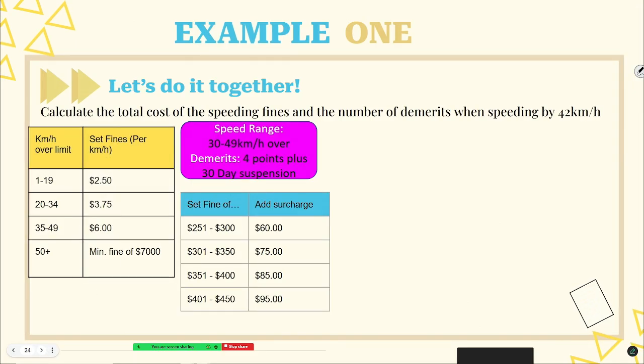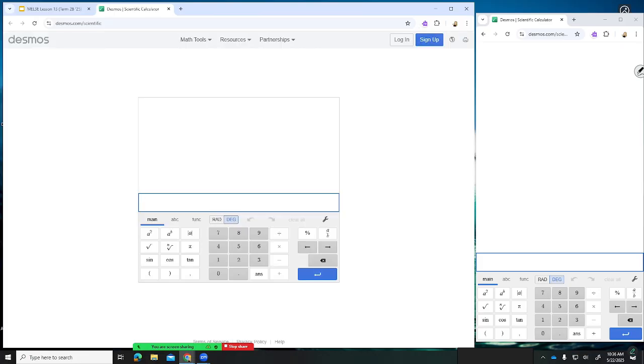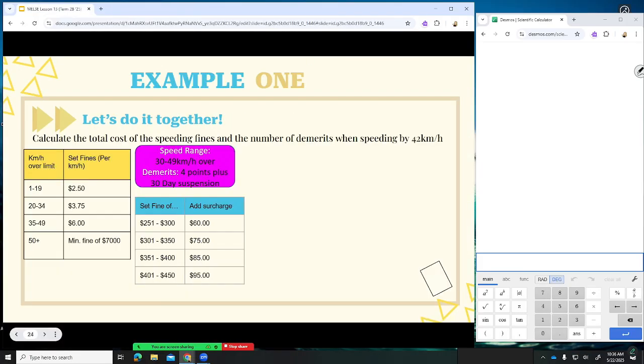I threw a lot of information at you, and threw it out there quite quickly because I wanted to make sure I could get it all in. Let's practice calculating the total cost of a fine. Here on the board, I have example 1, and it's a lot like the one in your key question. It asks us to calculate the total cost of the speeding fines and the number of demerits.